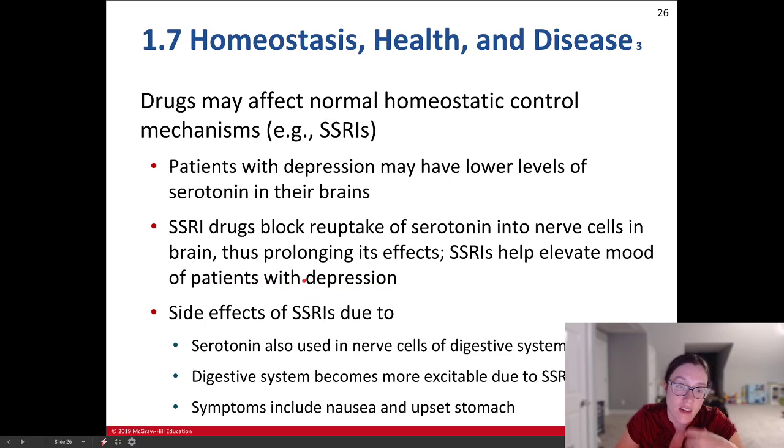But there are some side effects, right? Because serotonin isn't only used in the central nervous system, and it doesn't just have effects on mood. It also has effects on the digestive system, right? So it's also used in the nerve cells of the digestive system, and so because of that, the digestive system might become more excitable due to that SSRI, and it can cause nausea and upset stomach. So a lot of times when we're trying to fix one thing with the medication, we might cause some side effects in another area.